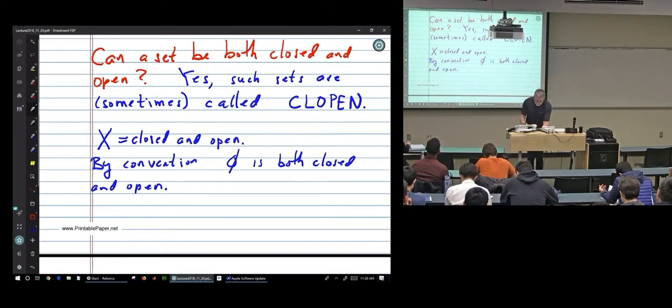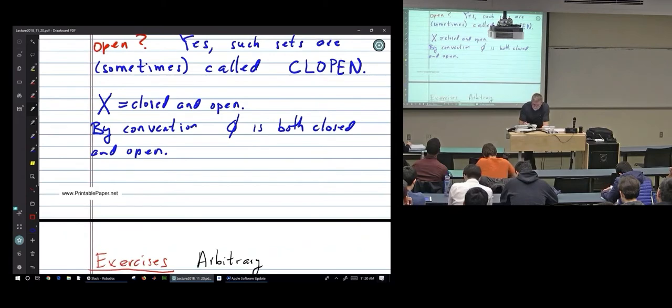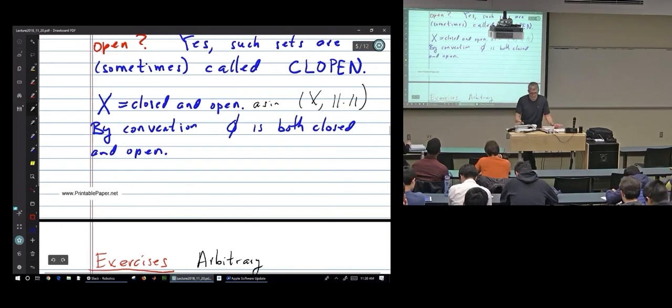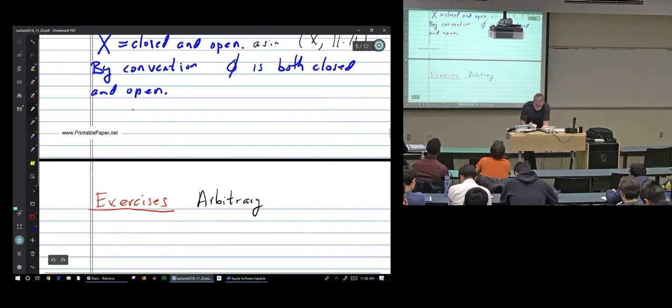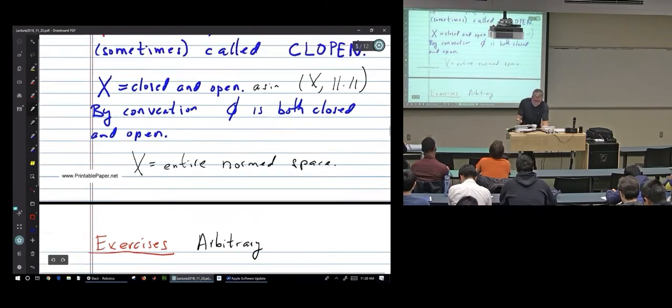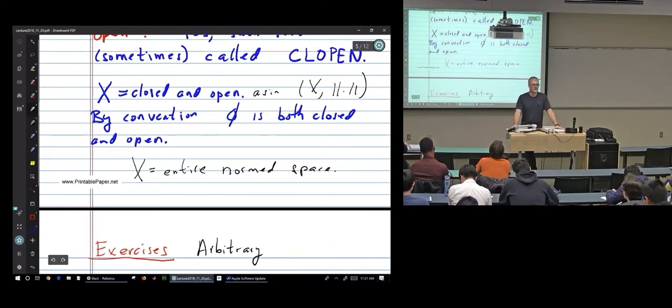So this is as in X, the norm space. X equals the entire normed space. So the set X means the entire norm space. No, that's a good clarifying point.